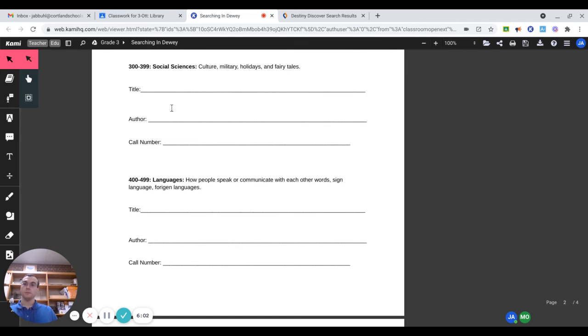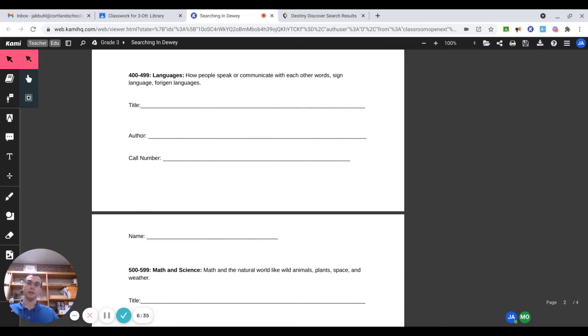So the next one is the 300s. The 300s is social science. This includes things like culture, military, holidays, and fairy tales. Now this one has a lot of things we could search for. I know that we have quite a number of military, holiday, and fairy tale books that would fit into the 300 section. So again, it's up to you to choose one of those, search it up, and find a book that would be from the 300s. The call number would start with a number 3.